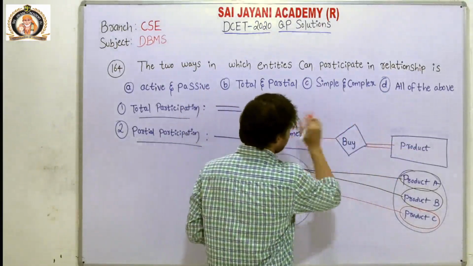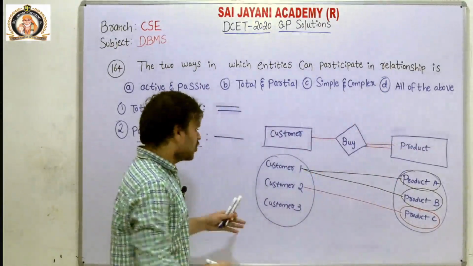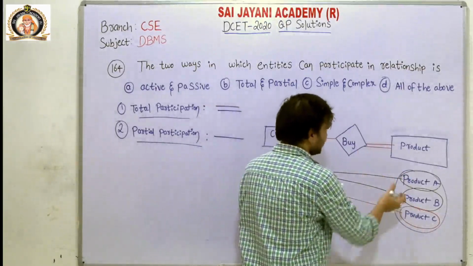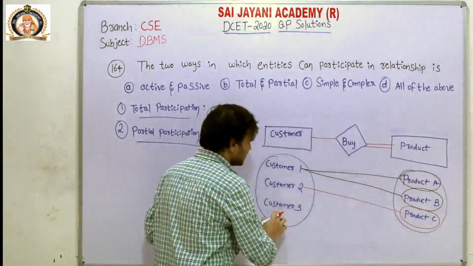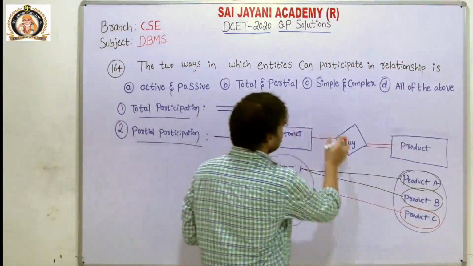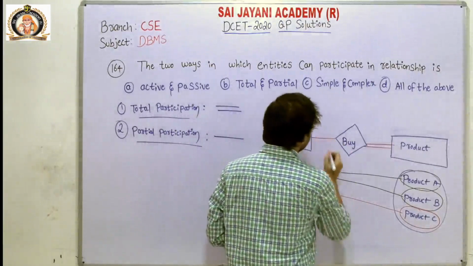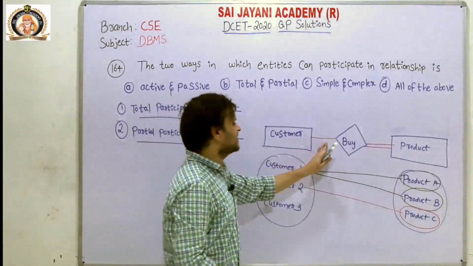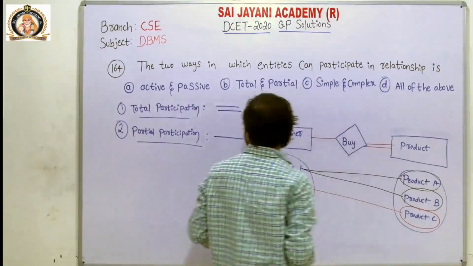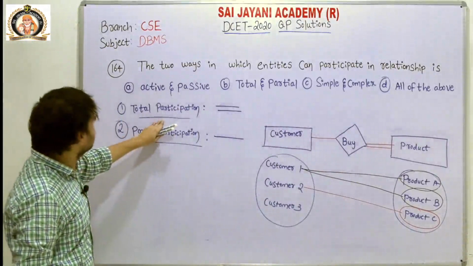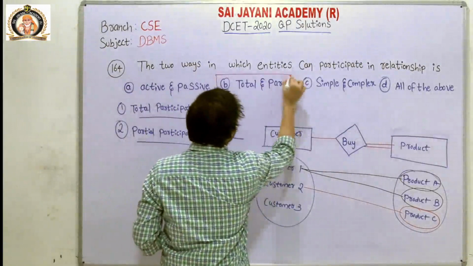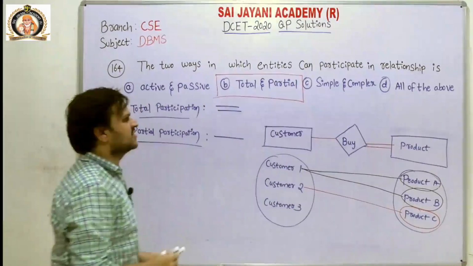But in customer buy relationship, out of 3 customers, only 2 customers are buying the products, and the third customer, that is customer 3, is not buying any product. So the customer in customer buy relationship is indicated by single line. The single line indicates the partial participation and the double line indicates the total participation. So for question number 164, option B, that is total and partial, is the right answer.